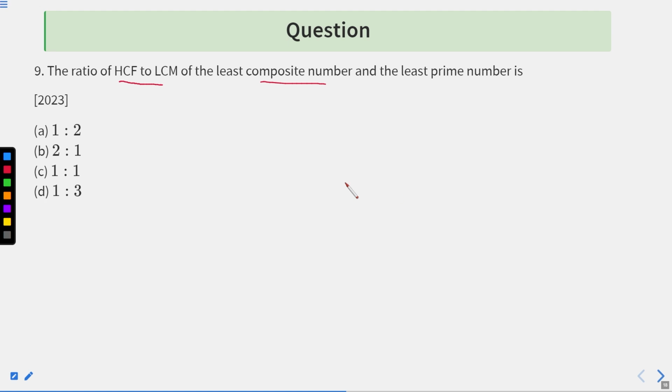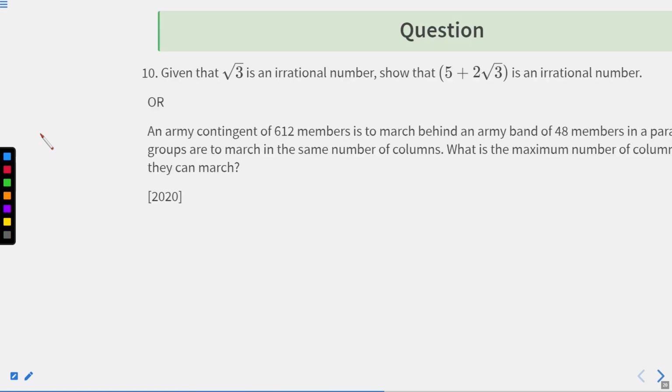Okay, 1:2. So here option A is the correct option. So the remaining options B, C and D are incorrect. Here the only correct option is option number A. Let's move to the next question.